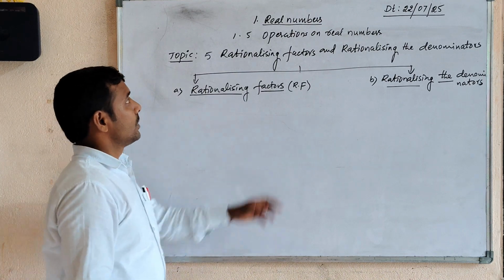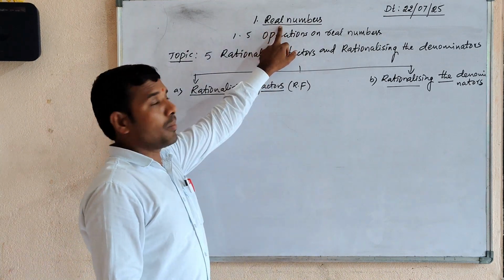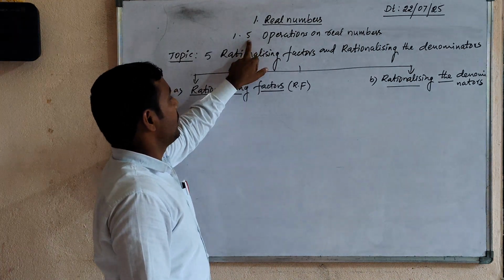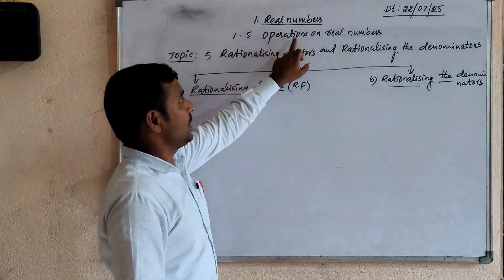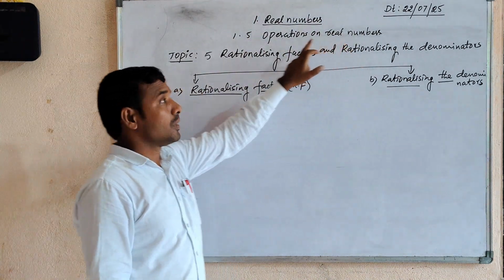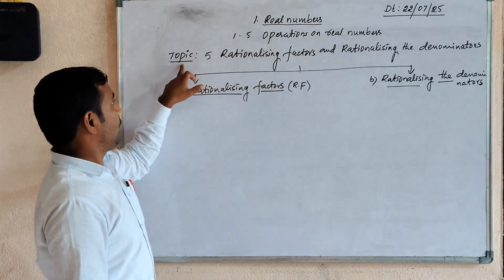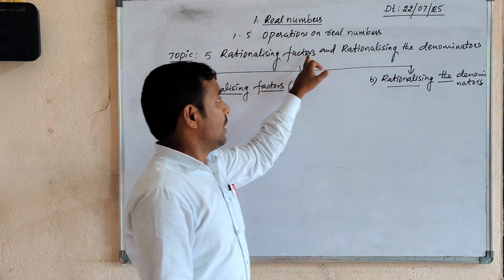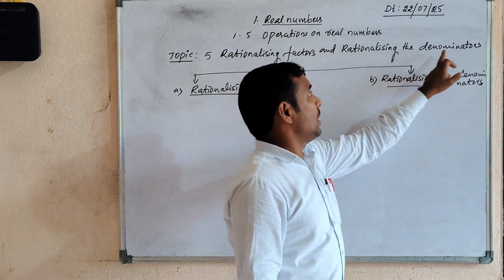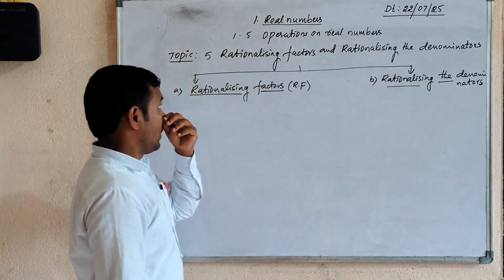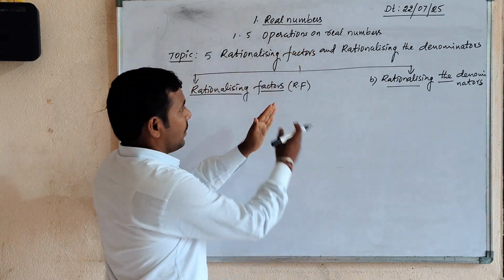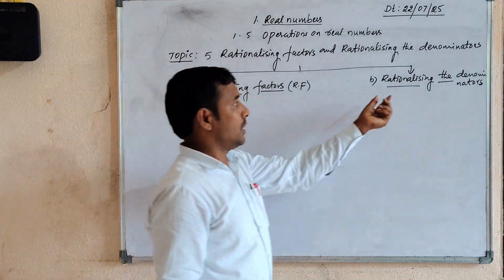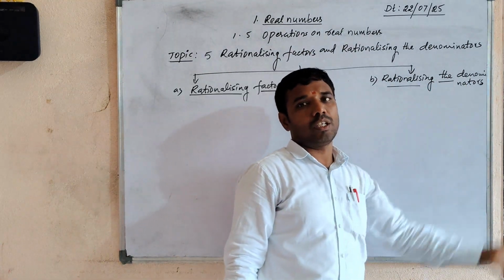Students, 9th class, first chapter, Real Numbers. In that subtopic, 1.5 Operations on Real Numbers, the fifth topic is rationalizing factors and rationalizing the denominators. Based on the title, we divide it into two parts: one side is rationalizing factor, another side is rationalizing the denominators.